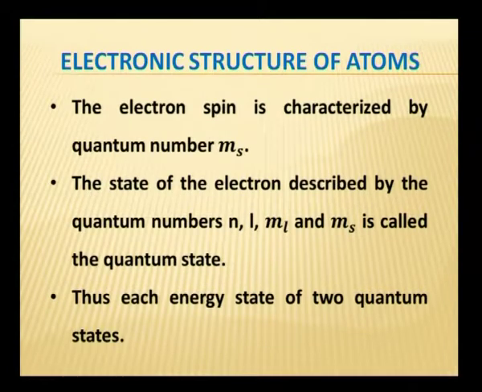How will you write the electronic configuration for the helium atom? The helium atom has 2 electrons. You think of the first shell, n is 1, L is 0, ml will take a value 0. What about ms? How many values will ms take? As I told you, ms will take 2s plus 1 values.